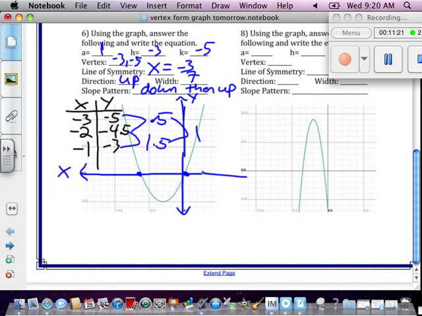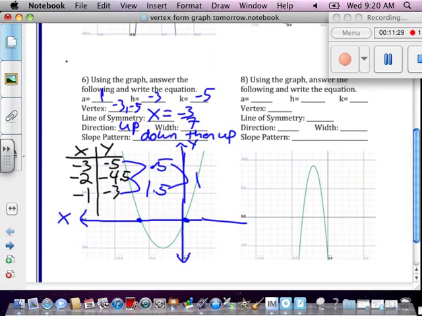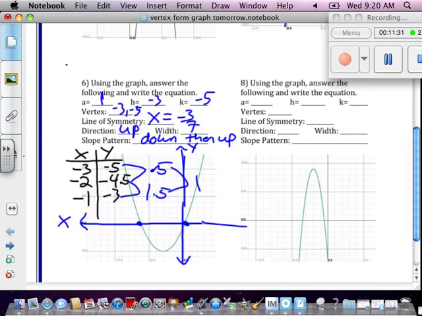All right, let's do one more before we move on. Let's do number 8. So the first thing we're going to look at is see if we can sort of see what the vertex is. So when I'm looking at a slightly better graph, it's negative 2, 9. We know it's right here, right? Negative 2, 9.